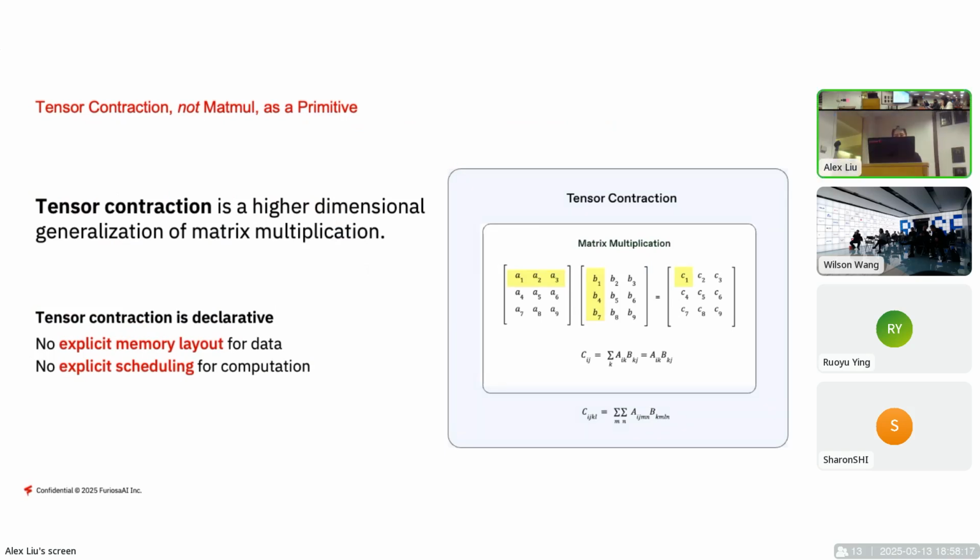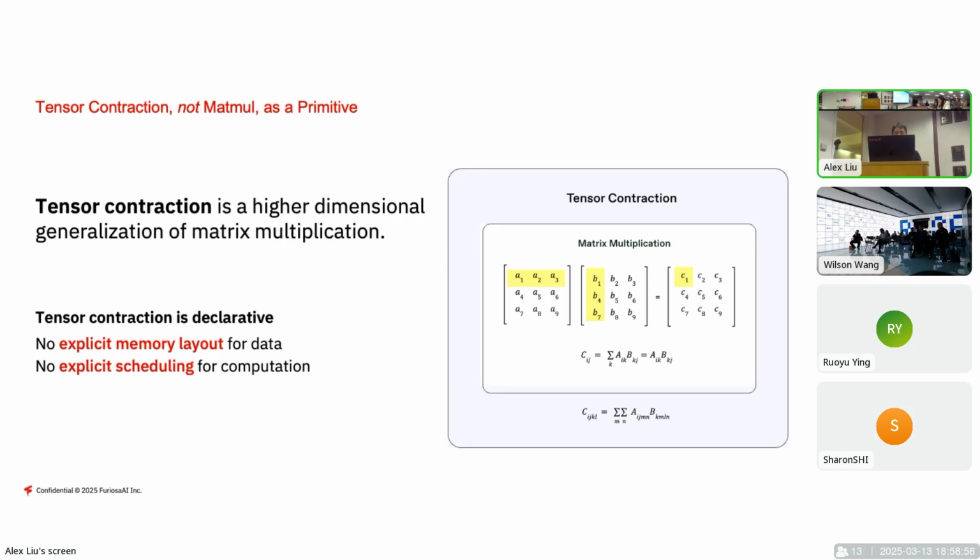And the tensor contraction is a higher-dimensional generalization of matrix multiplication. So it is declarative, instead of the traditional way of the GPU or other NPUs, where you need to do explicit memory layout and explicit scheduling. That also creates the issue of the so-called CUDA moat, right? Because it's so difficult to utilize the hardware efficiently.